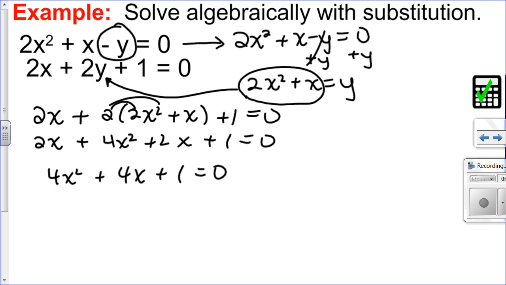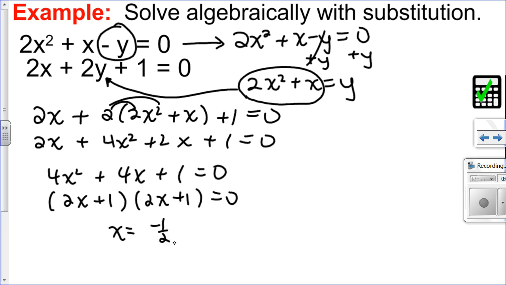So now I have gone from a system of linear and quadratic equations to just a quadratic equation that I can solve. So to solve this, I'm going to factor: 2x plus 1, 2x plus 1 equals 0. So I get that x is -1/2, just one solution, because they're both the same. So this is a perfect square trinomial. So since x equals -1/2, go back to where you isolated for y, 2x squared plus x, and substitute in your x value of -1/2.